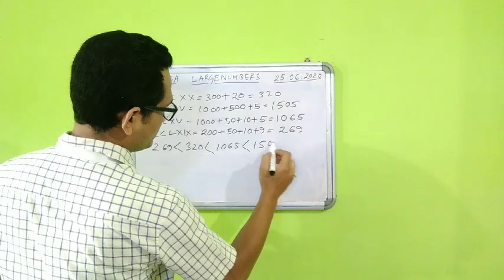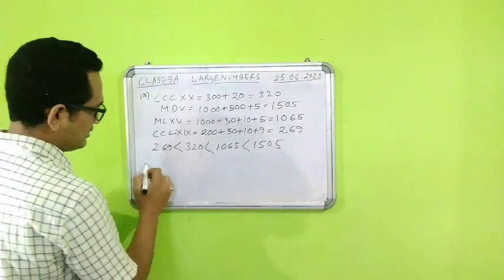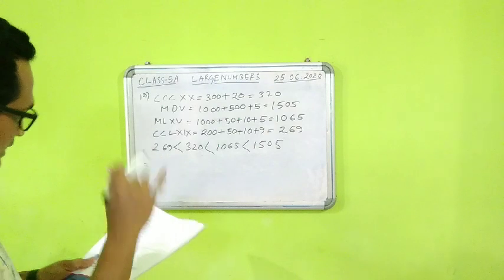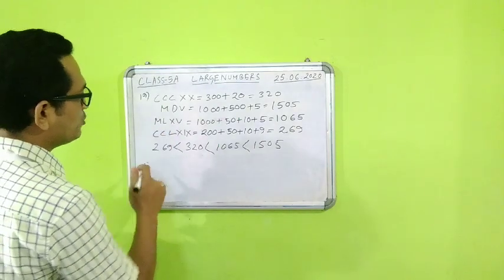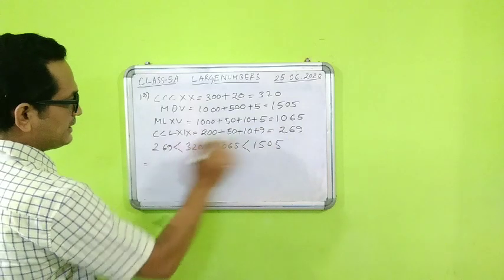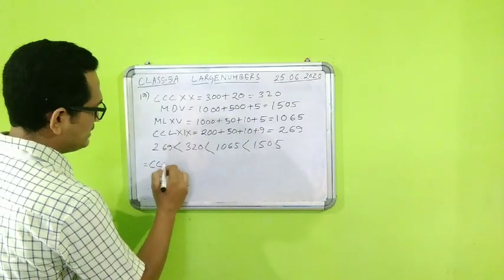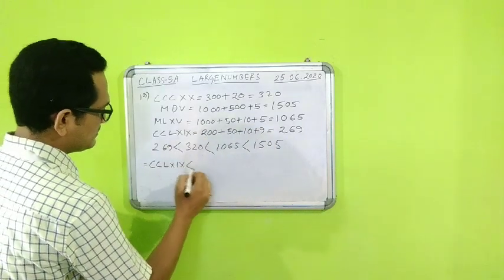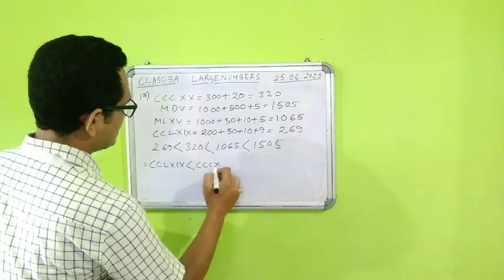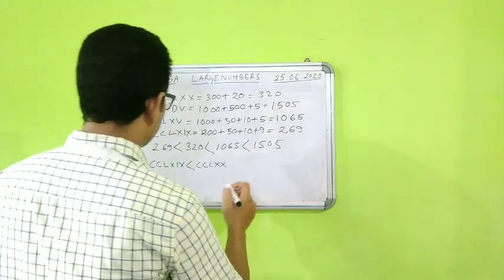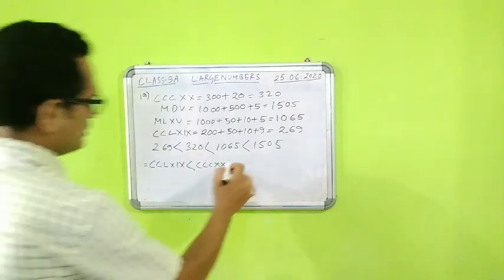And then the greatest one is 1505. Now let us write down these in Roman form. 269 stands for CCLXIX. 320 stands for CCCXX. So that is the next one.